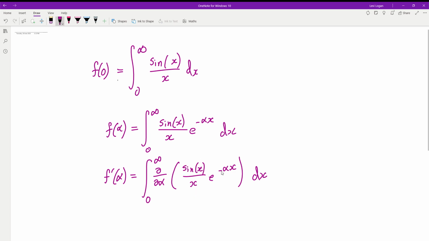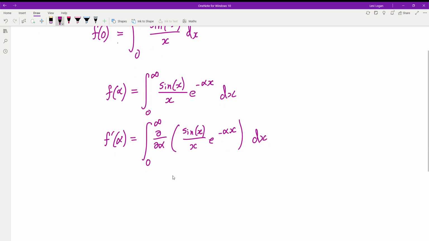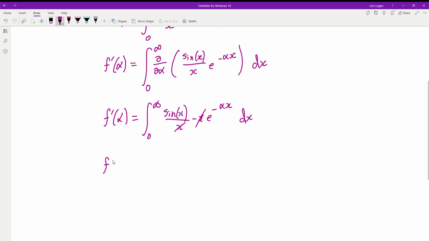So the way we differentiate this is this negative x will come down the front. So what we're left with is, alright, f dash of alpha is equal to the integral from 0 to infinity of sin x over x times negative x e to the negative alpha x. Now, what can we see that's already happened here? That's cancelled and that's cancelled. So now we have a really easier integral to deal with.